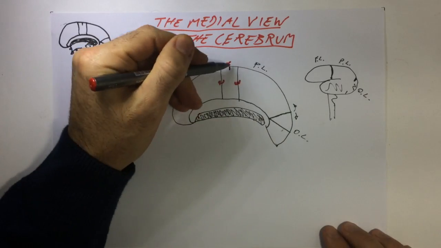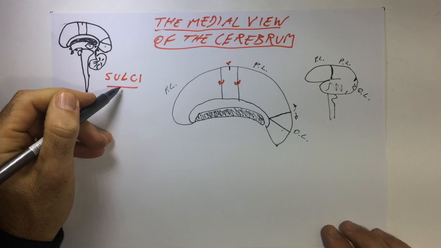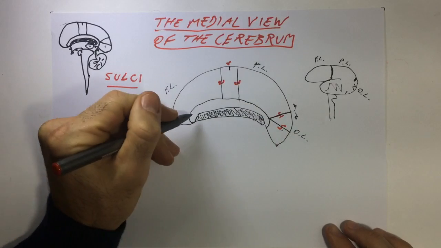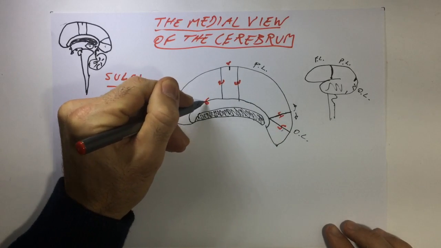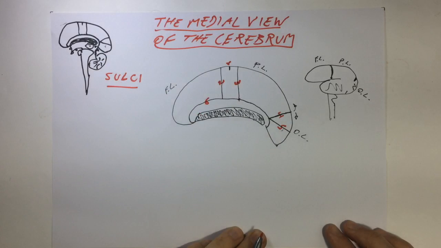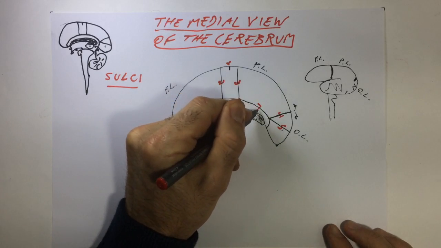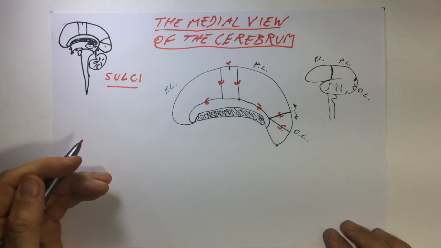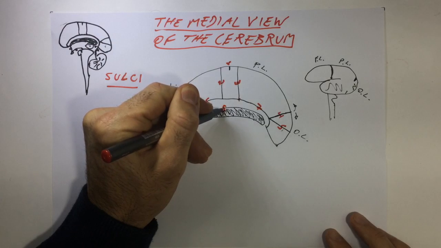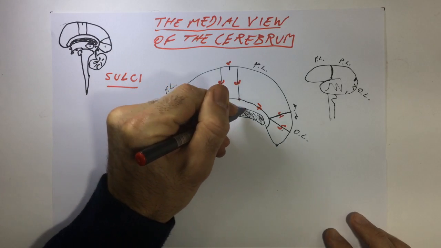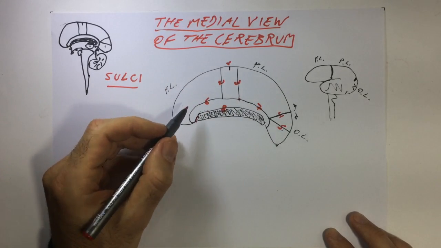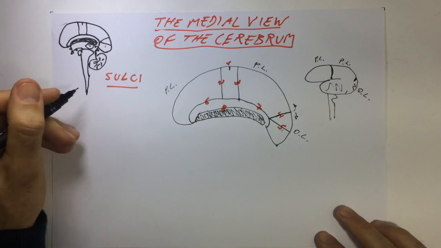So here we have 1, 2, 3 sulci. We also have another one here, so 4, 5 here, 6, that is the sulcus that goes from here all the way to here, because this other one is actually considered another sulcus. And the last one would be this sulcus here, on top of the corpus callosum. So that would be 8. Okay, so let's write everything down here.